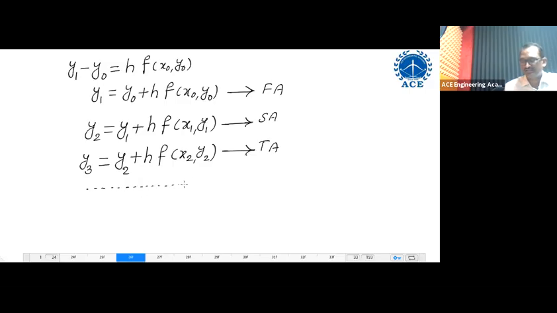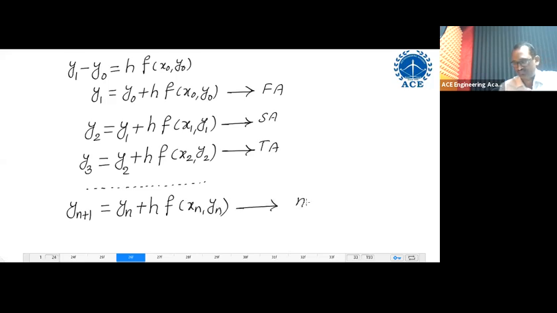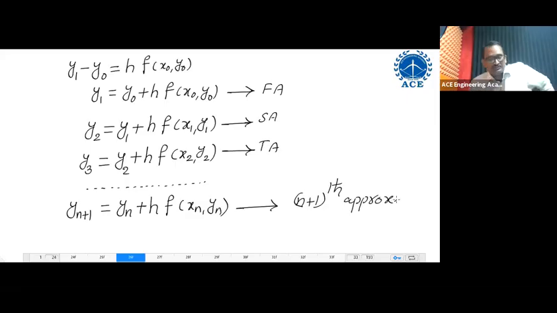Now I want to write the n plus 1th approximation. The nth approximation is yn. The n plus 1th approximation, yn plus 1, is equal to yn plus h into f of xn comma yn. This is the n plus 1th approximation. We have derived a formula. Remember the last one, which is the iteration formula, and use it to solve the problems.